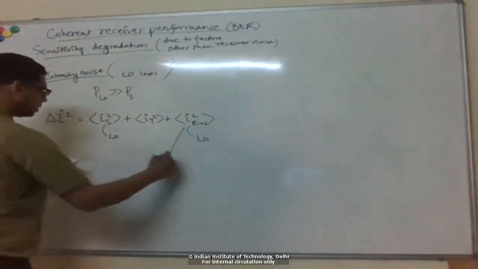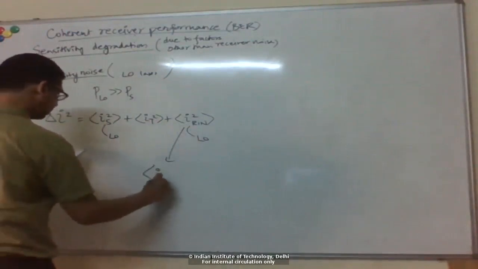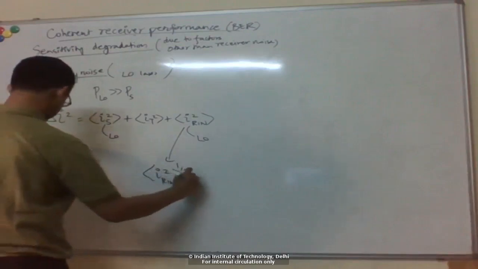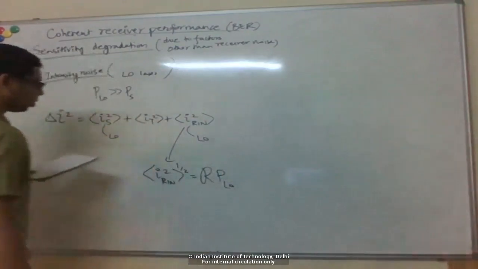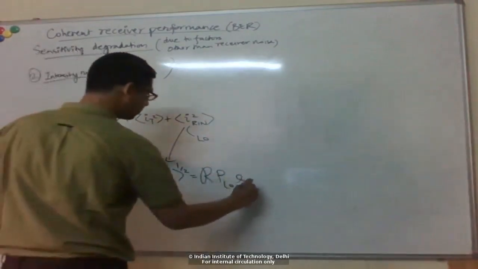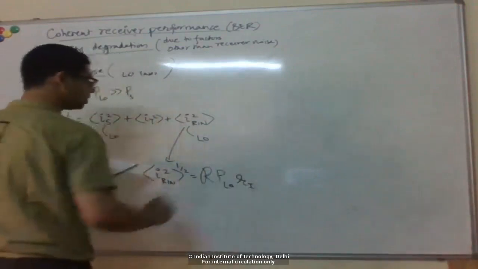And so, what is this noise current of the RIN? Recall we had discussed this when we were discussing the direct detection receiver. So, this is responsivity times the local oscillator power times this factor, which is basically giving me the RIN of the laser. Okay?